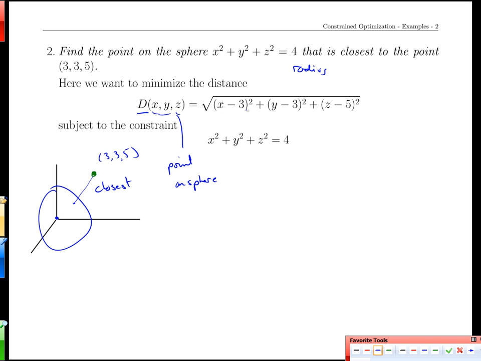However, if I want to minimize this, I can't just pick x equals 3, y equals 3, z equals 5, which would give 0 distance. We have a constraint that we can't work around, and that's that the (x, y, z) that we pick must satisfy the sphere equation up here. And these kinds of optimization problems with a constraint are incredibly common, and so it behooves us to look into them a little bit further and see what kind of mathematical structures we can find.